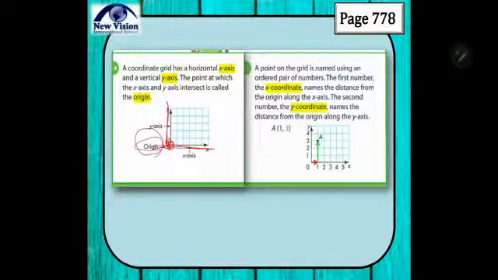A point on the grid is named using an ordered pair of numbers. So this one is an ordered pair. The first number, the x-coordinate, names the distance from the origin along the x-axis. The second number, y-coordinate, names the distance from the origin along the y-axis.